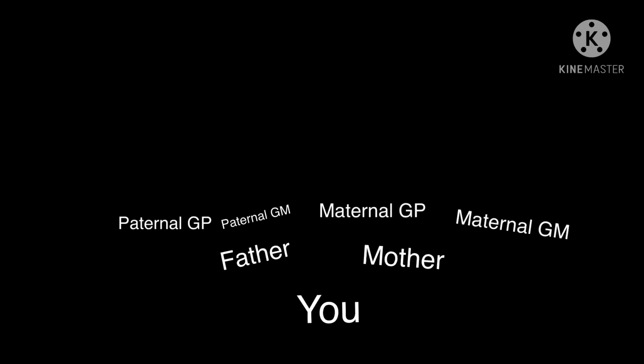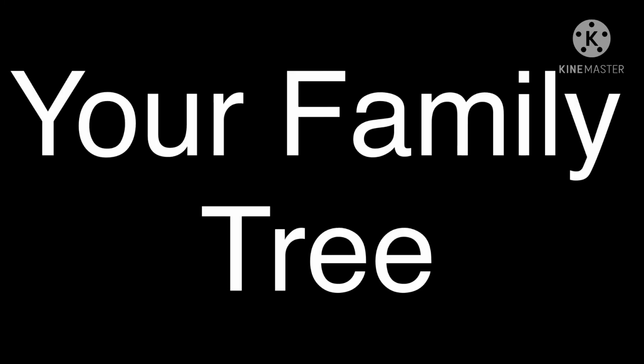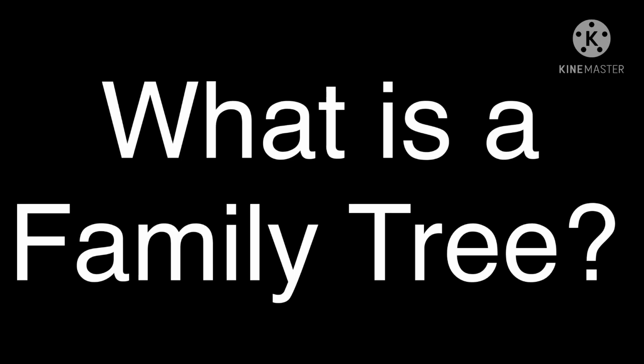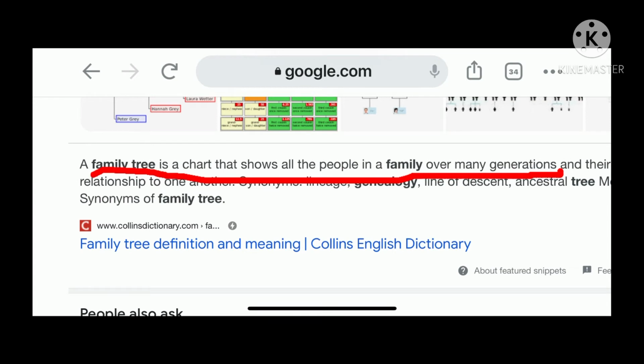This is you. These are your parents. These are your grandparents. And this is your family tree. First, what is your family tree? According to Google, a family tree is a chart containing family members of different generations or the same generation.